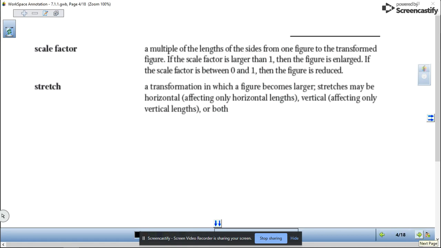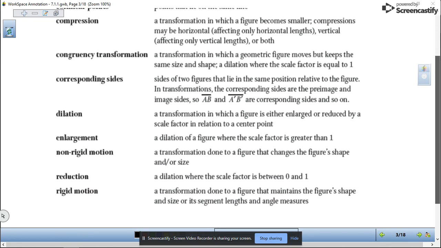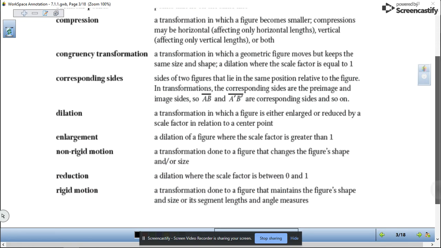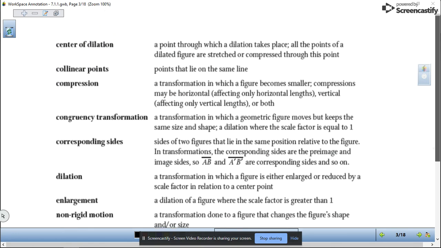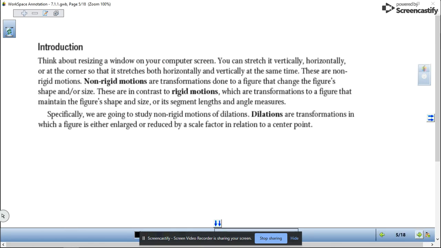Then we have scale factor. I will go back, sorry. If you scroll down, there are a few more definitions here. You need to make sure you know these definitions. So pause them, write them down. Make sure you get those.